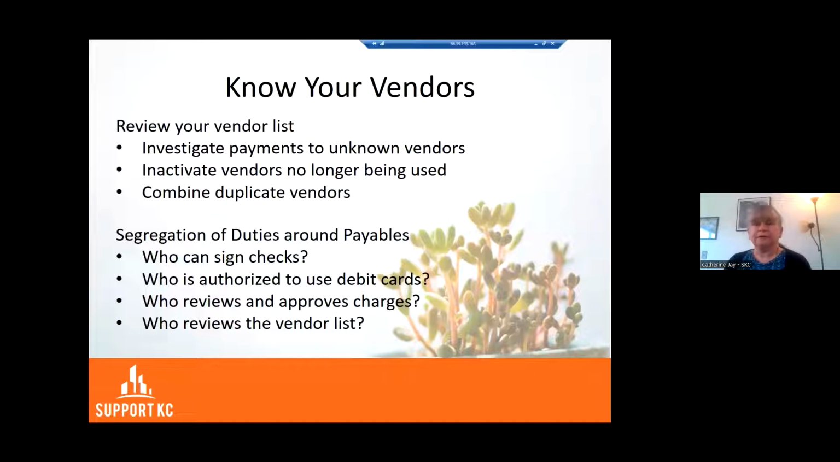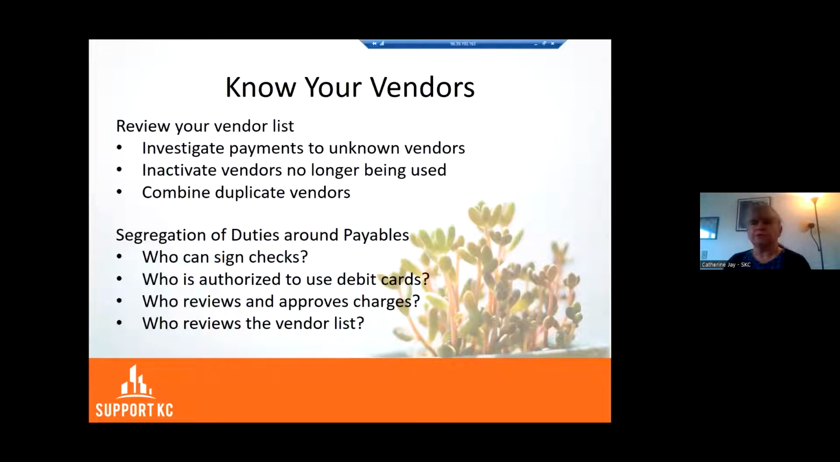And if you're having an audit and you're a small company or organization, usually auditors will point out segregation of duties around payables, which is not always an easy thing to do if you're a small office. But whenever possible, you want to have at least 2 people involved in the process so that the same person isn't entering the bills, approving the bills, printing the checks, signing the checks. You want to split that up as much as possible.